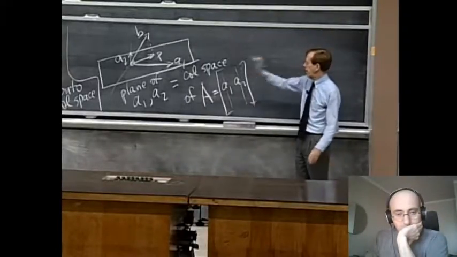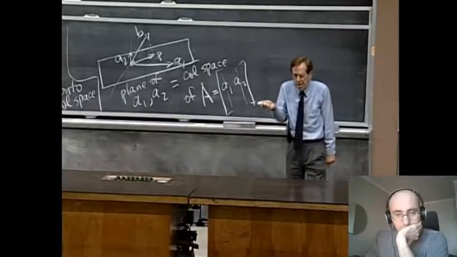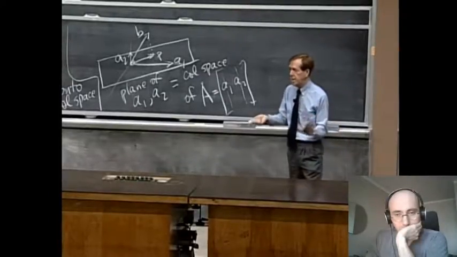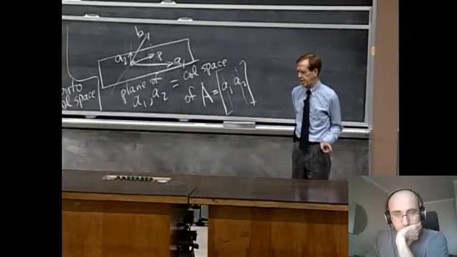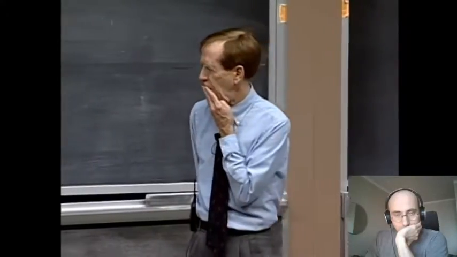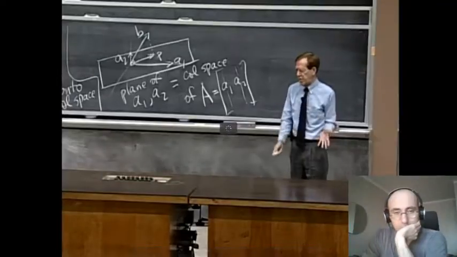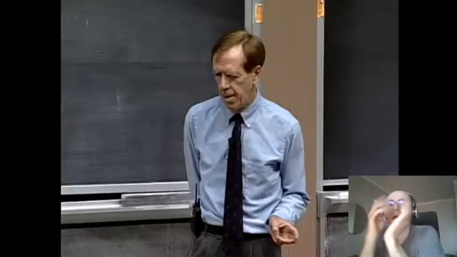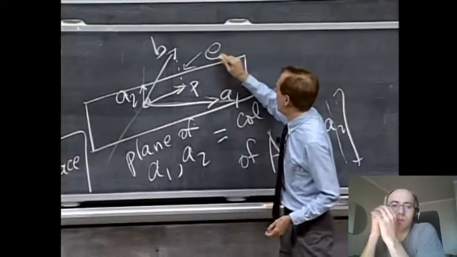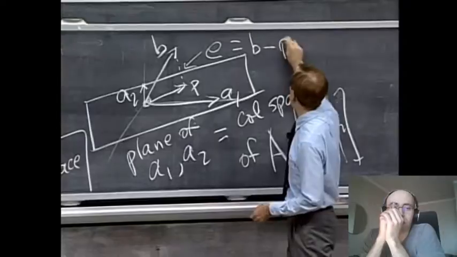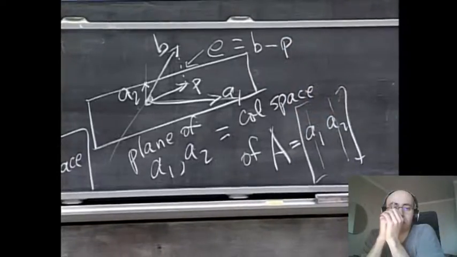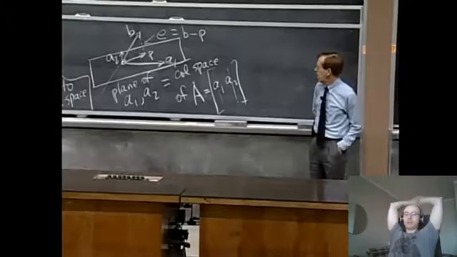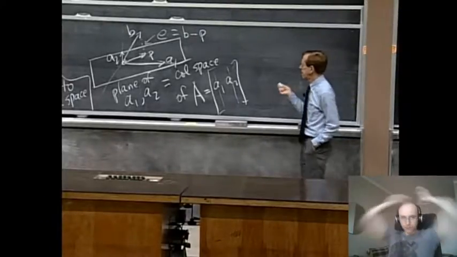Okay, and I'm given a vector b that's probably not in the column space. Of course, if b is in the column space, my projection is simple. It's just b. But most likely, I have an error e, this b minus p part, which is probably not 0.